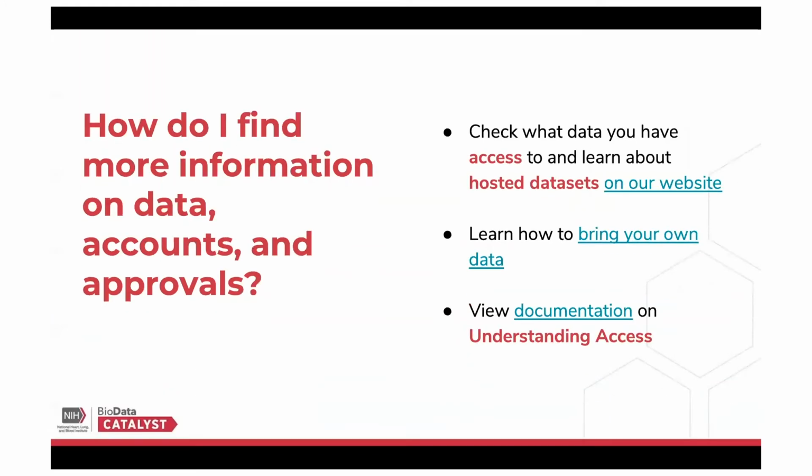So we covered quite a bit there, but how do you find more information on data, accounts, and approvals? Well, you can check what data you have access to right away on our website, as long as you have an eRA Commons ID. You can learn how to bring your own data in, if that's something that interests you, right away. You can also view our documentation on understanding access, and that will help you understand the approvals and authorizations you need, depending on the data that you want to work with. And just a reminder that these slides are in the chat window, so it's easy for you to access all of these links.